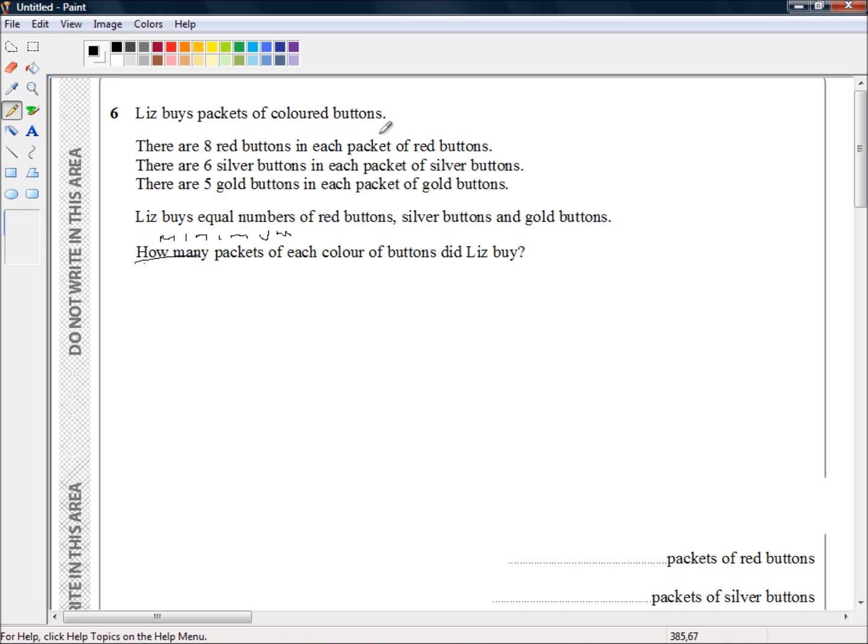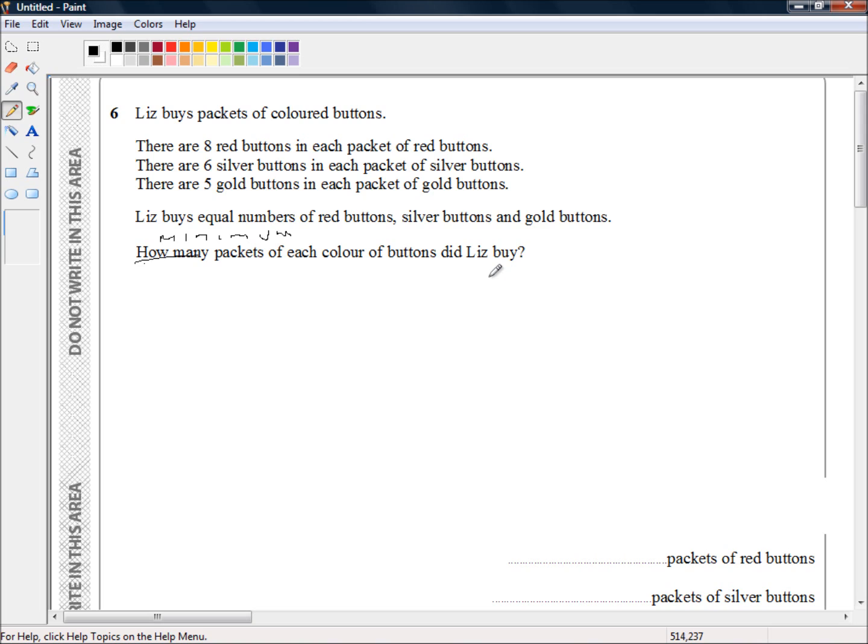Liz buys packets of coloured buttons. There are 8 red buttons in each packet of red buttons. There are 6 silver buttons in each packet of silver buttons. There are 5 gold buttons in each packet of gold buttons. Liz buys equal numbers of red buttons, silver buttons and gold buttons. How many packets of each colour of buttons did Liz buy?